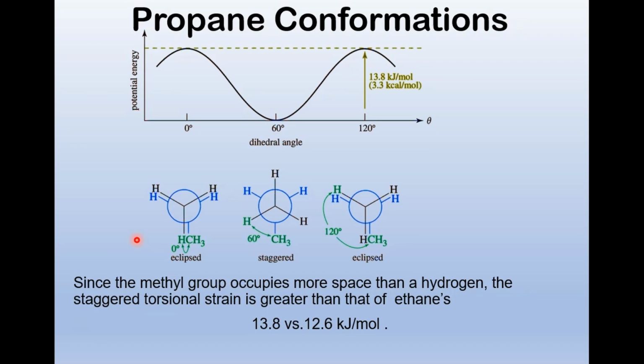Because it's not like the stick drawing. These things actually have big electron clouds. It's kind of hard to define where it stops, where it begins, but there is a strain between these. So we see it's gone up by a little bit. We're now up to 13.8, where ethane was 12.6.